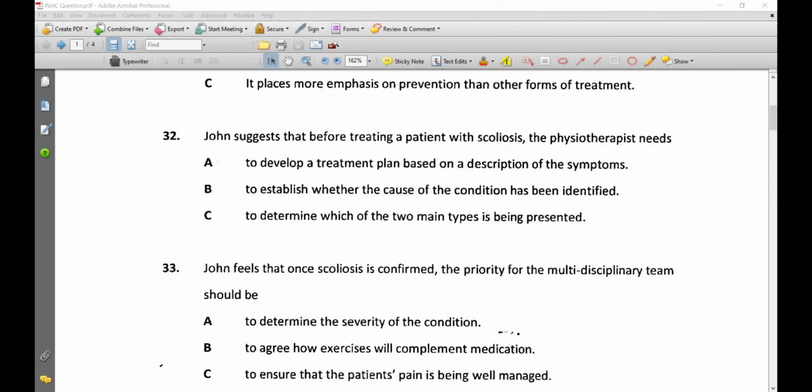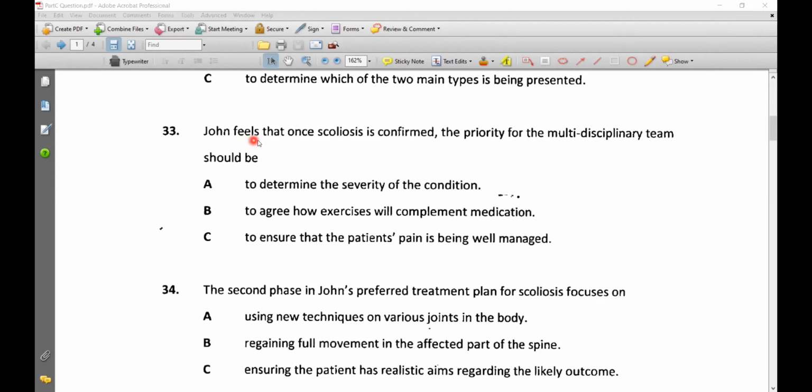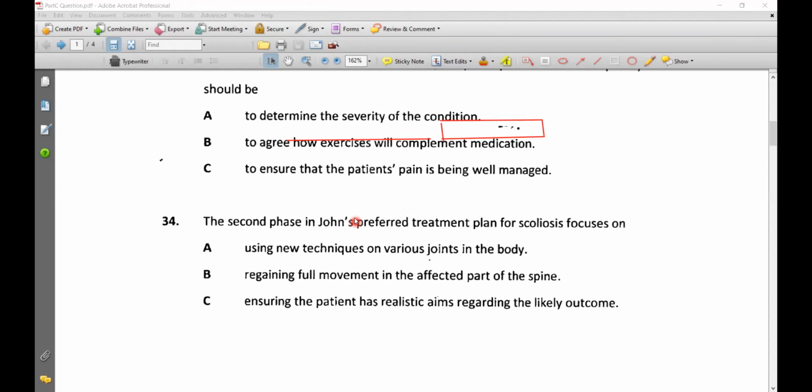Then the third question here says, John feels that once scoliosis is confirmed, see how clear the stages are. So once scoliosis is confirmed, the priority for the multidisciplinary team should be. So once the diagnosis is confirmed, what should be the priority of the team? That is something they would discuss here.